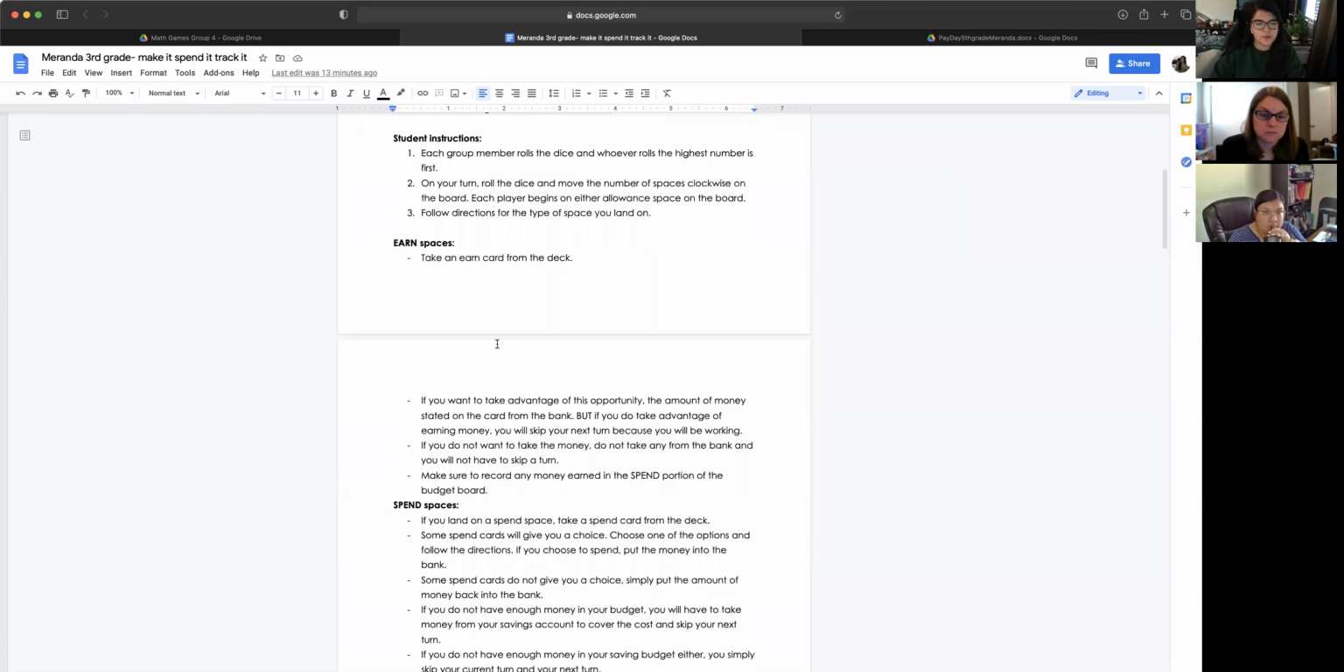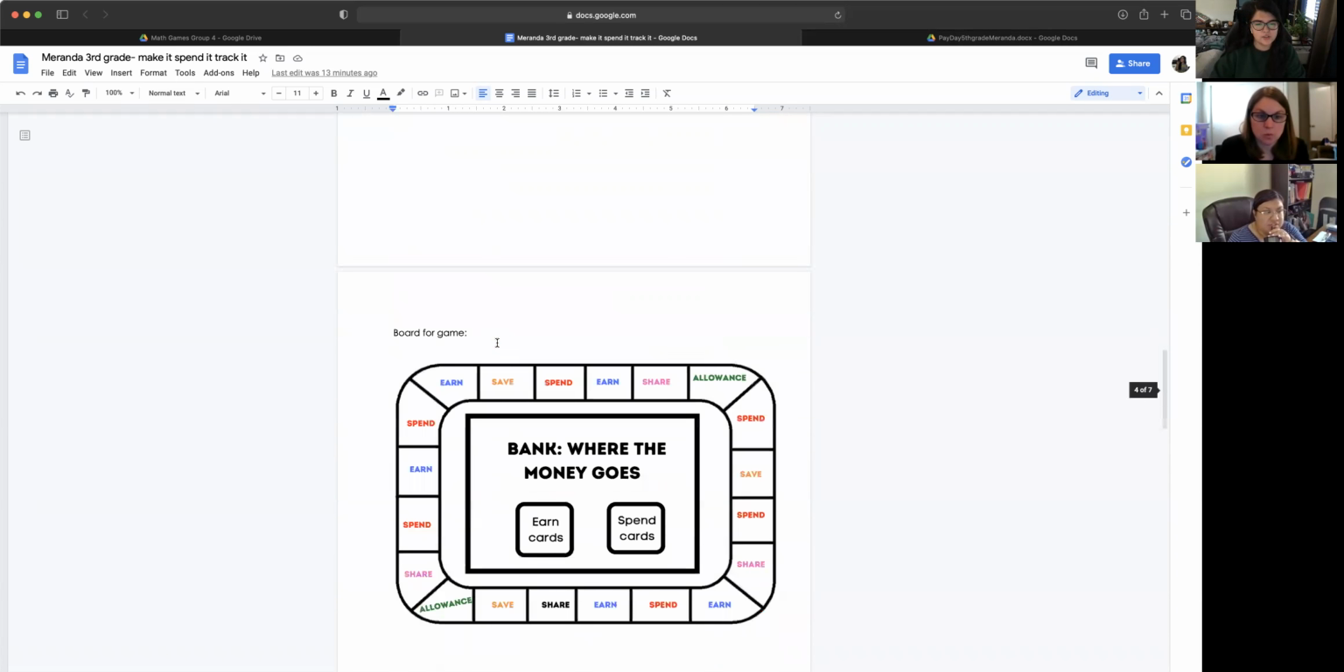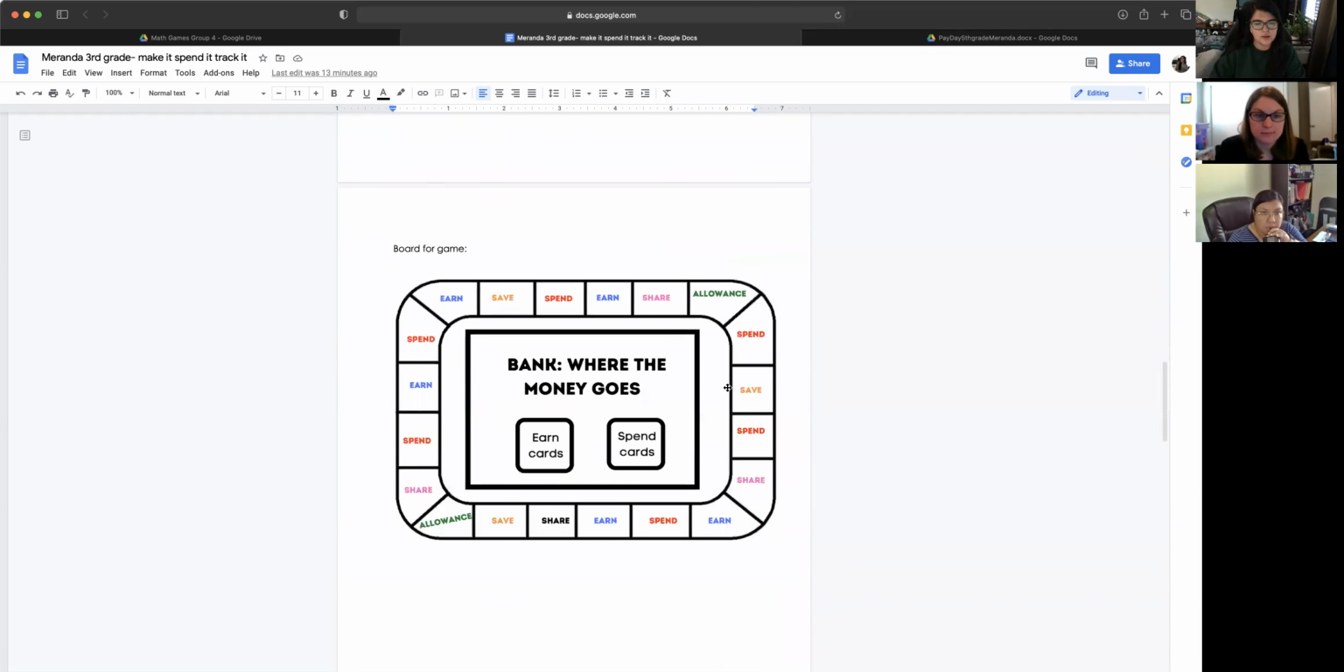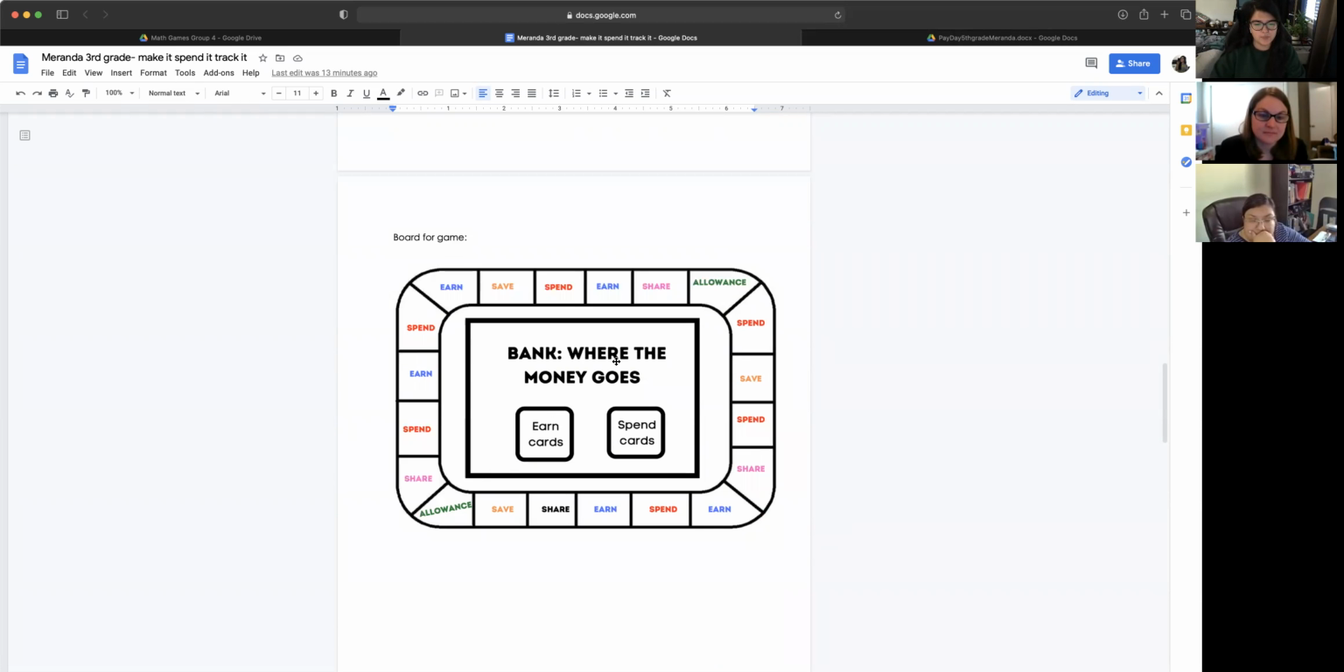Basically they will be rolling the dice. Here is the board. They're going to start at these allowance spots, whichever side they like to start on. Here you're going to put the money and the earn cards and spend cards that I will show you, and they're just going to go around the board, and depending on where they land, they'll have to make some decisions.